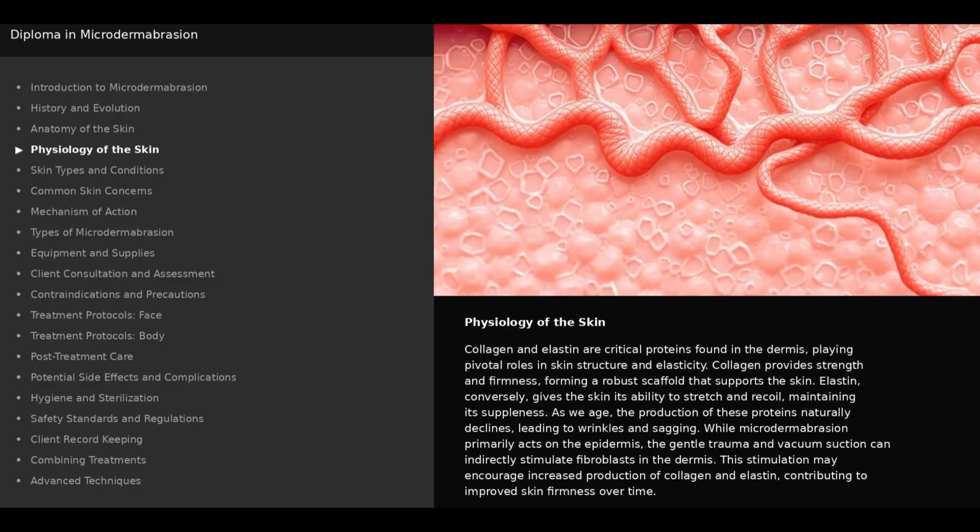Collagen and elastin are critical proteins found in the dermis, playing pivotal roles in skin structure and elasticity. Collagen provides strength and firmness, forming a robust scaffold that supports the skin. Elastin, conversely, gives the skin its ability to stretch and recoil, maintaining its suppleness. As we age, the production of these proteins naturally declines, leading to wrinkles and sagging.